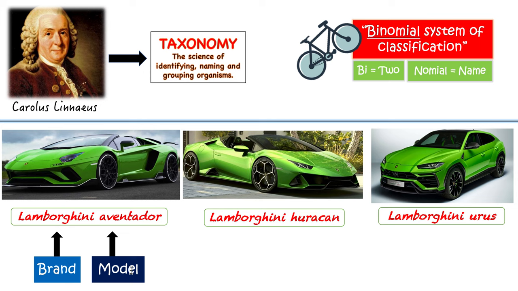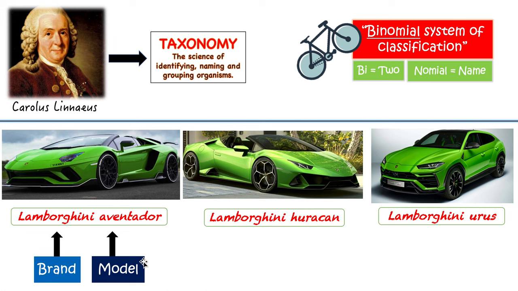He always named organisms with two names. The first name would be more broad, and the last word would be the more specific one. So that is the binomial system of classification, and because I used these cars, and no one cares about cars, you're not going to be asked about cars in your test. Let's look at a real example of a real organism to see how this applies.